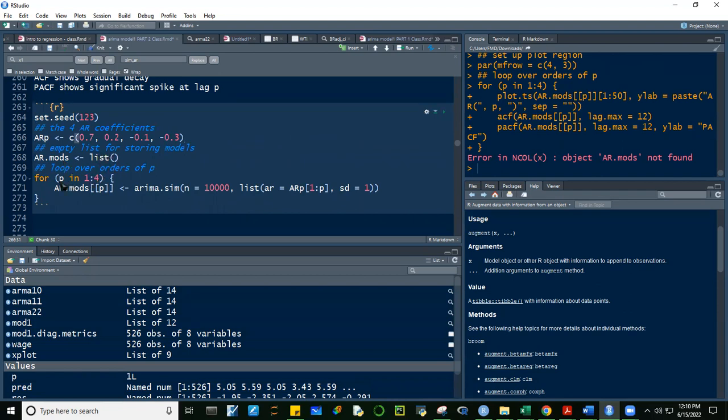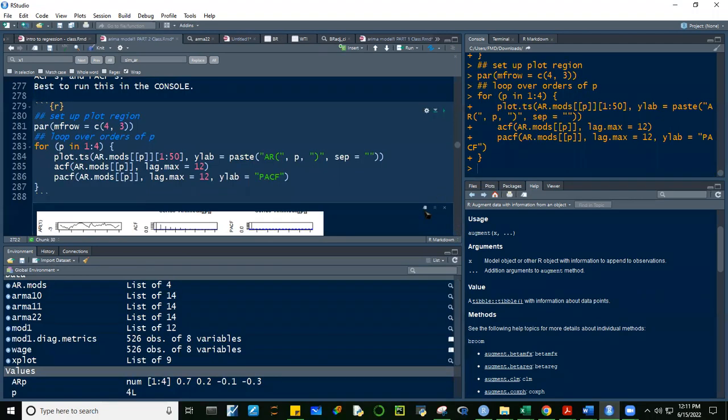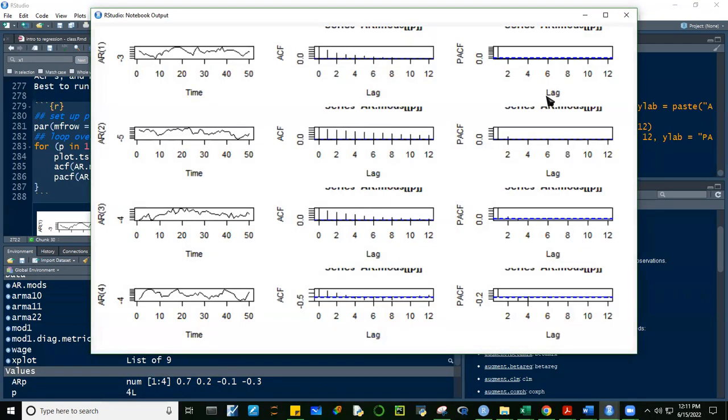List siya, yung P from 1 to 4, and then AR.mods will be P. No? And it will simulate an ARIMA with 10,000 observations. And then ang list niya, yung AR is equal to ARP from 1 up to P. Ang P natin, di ba, 4, no? 1 up to 4. And then with the standard deviation is equal to 1. So let's run this first. Okay. And then run ulit natin to. No? So magpa-plot siya. There. Okay. So i-generate ko itong plot na to.